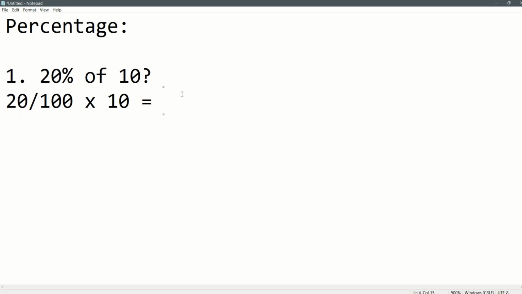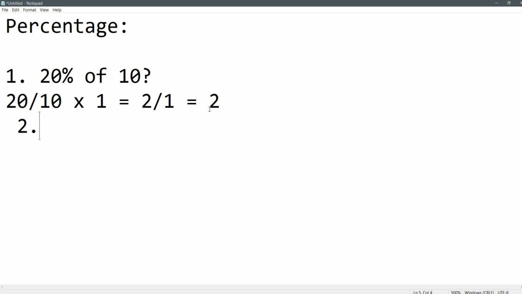Now in this case, firstly we will cut the zeros of 10 and 100. One gone, one gone. So now it is 20 upon 10 multiplied by 1. The answer is 20 upon 10. Now divide it, so we cut the zeros again. So the answer is 2, and this is the correct answer. It is the accurate one.